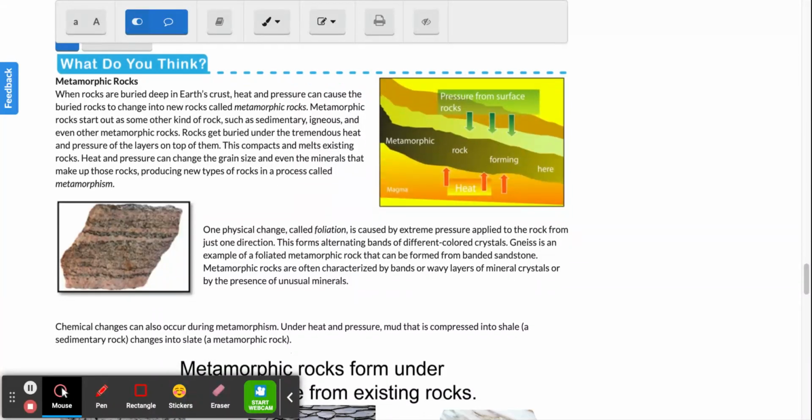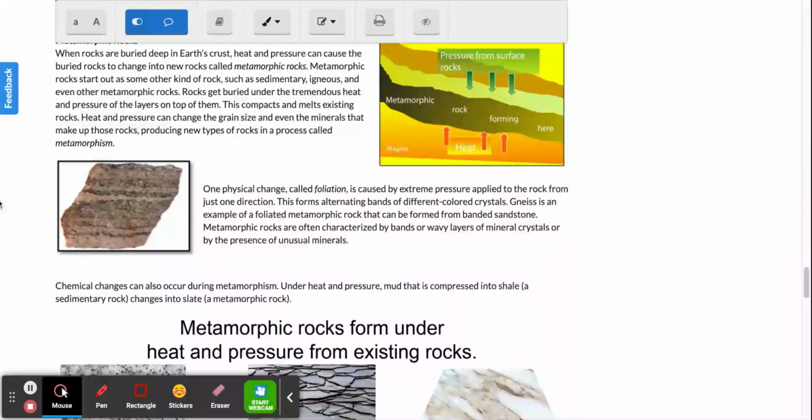Metamorphic rocks. When rocks are buried deep in Earth's crust, heat and pressure can cause the buried rocks to change into new rocks called metamorphic rocks. Metamorphic rocks start out as some other kind of rock, such as sedimentary, igneous, and even other metamorphic rocks. Rocks get buried under the tremendous heat and pressure of the layers on top of them. Heat and pressure can change the grain size and even the minerals that make up those rocks, producing new types of rocks in a process called metamorphism.